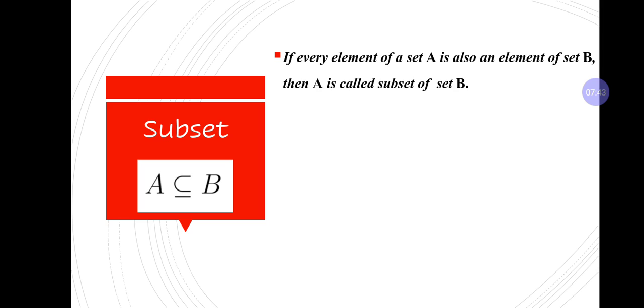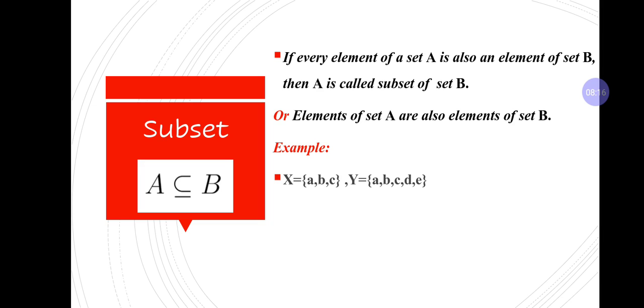Subset. If every element of a set A is also an element of set B, then A is called a subset of B. In other words, we can say elements of A are also elements of set B. Then we will say A is a subset of B, and we can represent subset by this sign. Here we will read it as A is a subset of B.